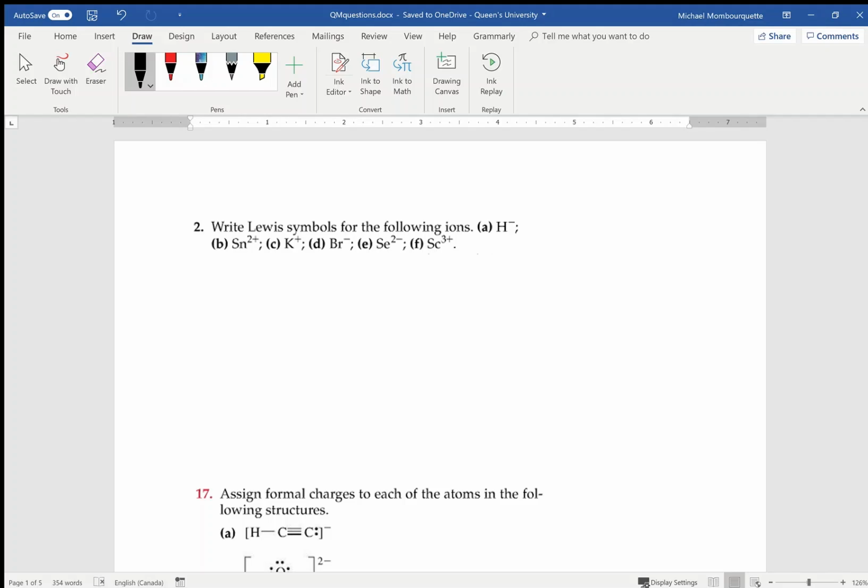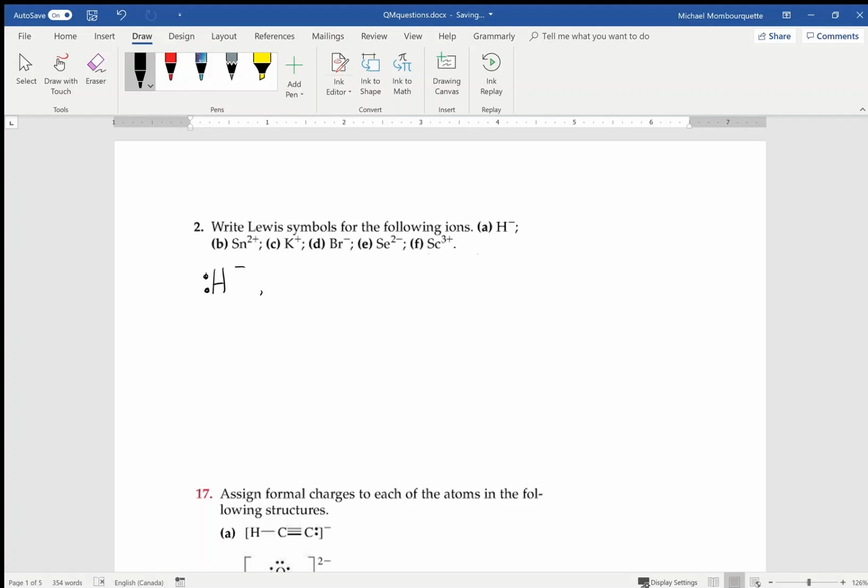Okay, let's work through the questions that we would have done in lecture. Our first question, write the Lewis symbols for the following. We always start from the basic atom to figure out where we're going. So hydrogen is that first question. Hydrogen minus is the ion, but hydrogen itself would have had only one electron. Hydrogen minus means there are two electrons, so we'll put a double dot there. They would have appeared in the 1s orbitals in the ground state.